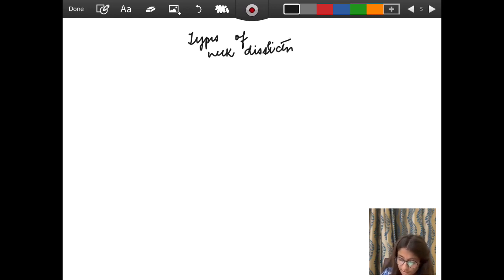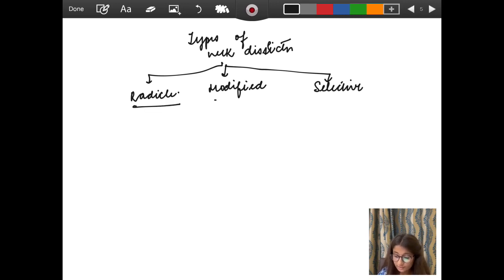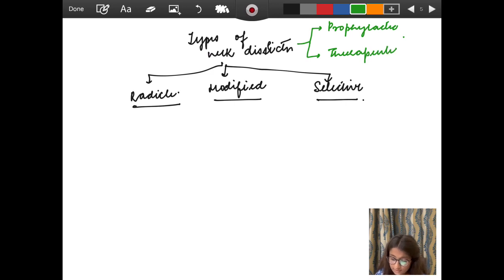So we broadly classify neck dissection into 3 types. First is a radical neck dissection, second is a modified radical neck dissection, and third one is a selective neck dissection. Radical, modified and selective. Another type of classification is that the neck dissection may be prophylactic or therapeutic. So firstly we will discuss the radical type of neck dissection.